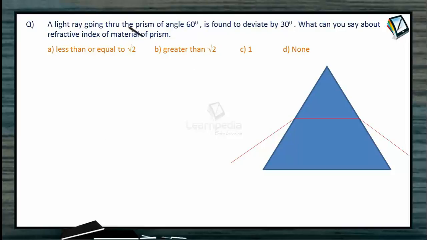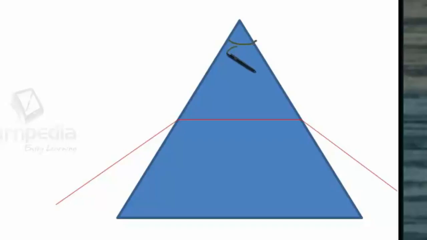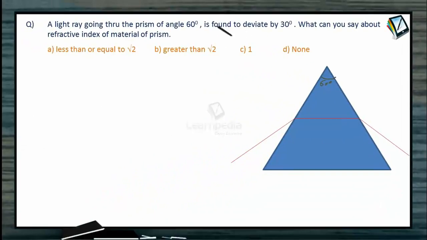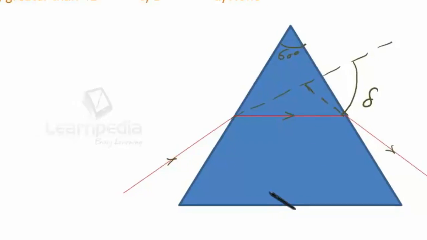A light ray going through the prism of angle 60 degree. Angle of prism is given to be 60 degree. It is found to deviate by 30 degree. That means if suppose we have this one as the incident light, then its original line of motion is this. And finally, when it gets out of the prism, it goes this way. So the overall deviation suffered by this light ray is represented by this particular angle. So this is the angle of deviation.